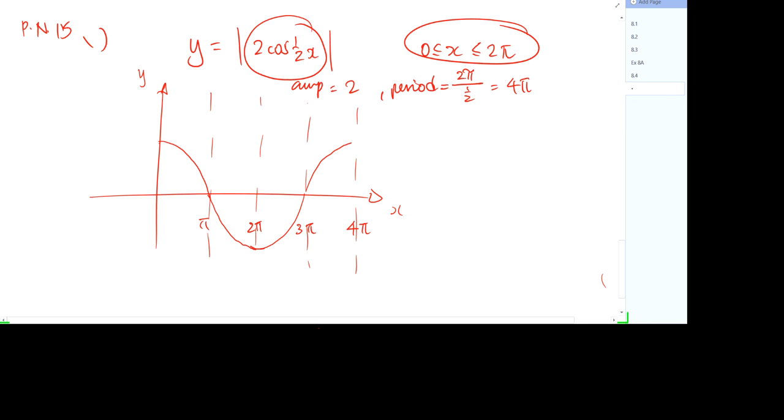Okay, so now I have the maximum value of 2, minimum value -2. y equals 2 cosine half x. But did I draw extra? Yes, right, so I need to erase. I erase anything beyond 2 pi, because the question says until 2 pi only. So erase all this. This is not important anymore. I also don't need my x-axis to be so long. So let's just stop over here.